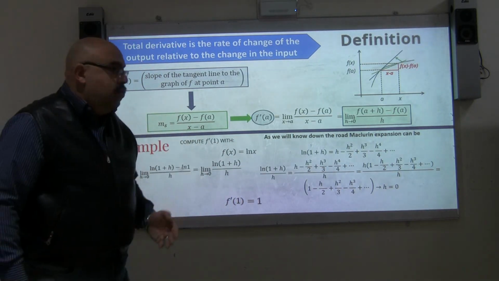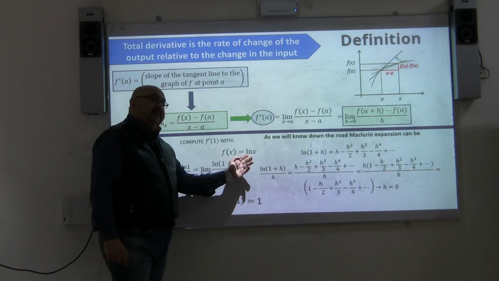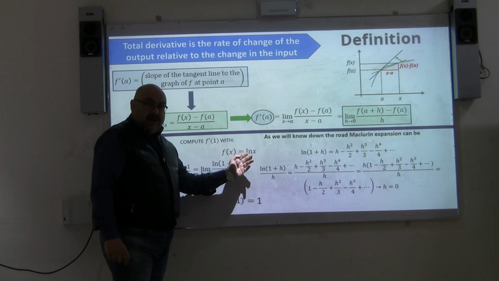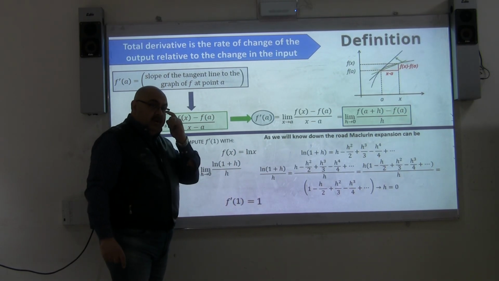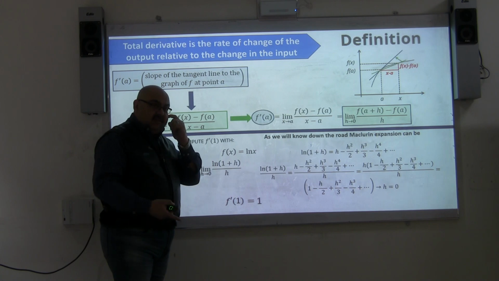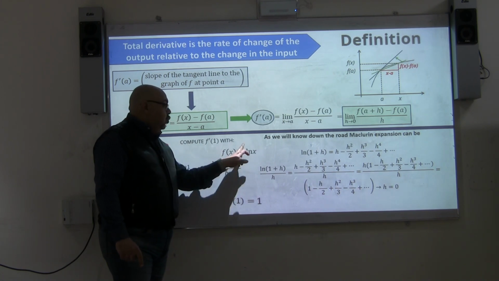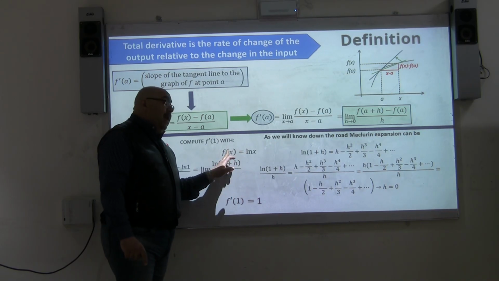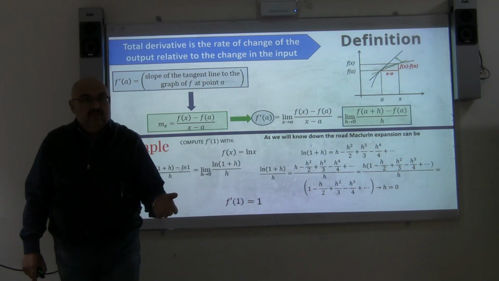Since we already know the laws of how to find the derivative of ln x, if I want to check this result, what's the derivative of ln x, Omar? Do you remember? ln x, 1 over x. Yes, you are right. So the derivative of f of x is 1 over x. So at 1, it's going to be 1 over 1, which is exactly the same result that you reached.